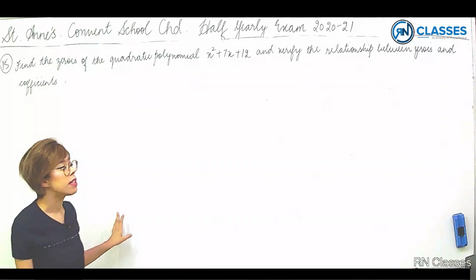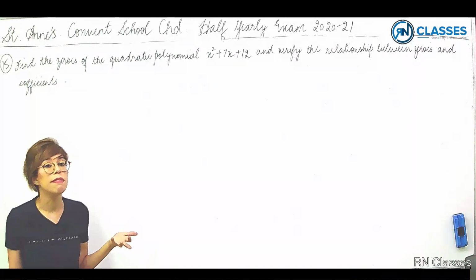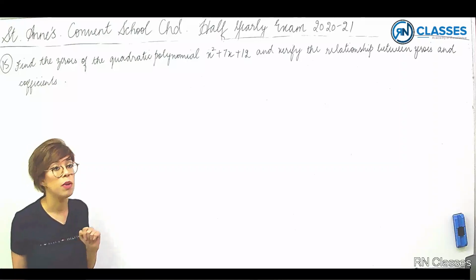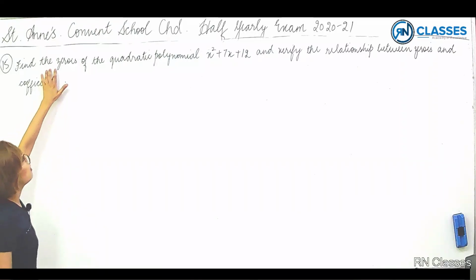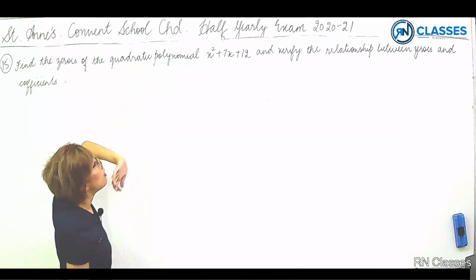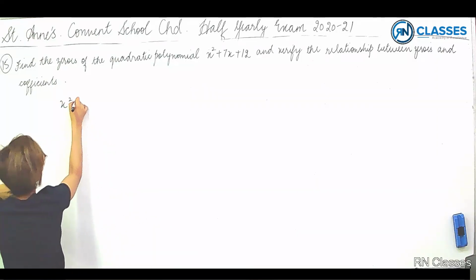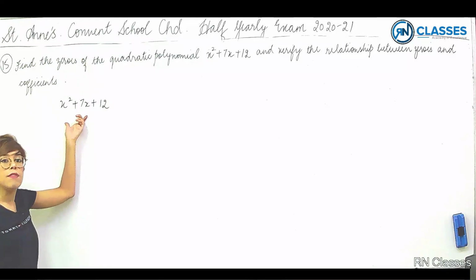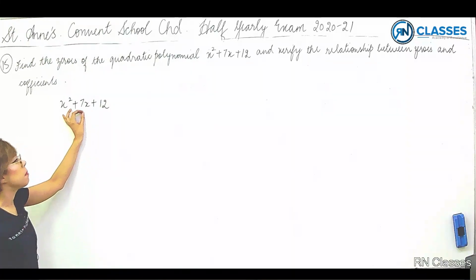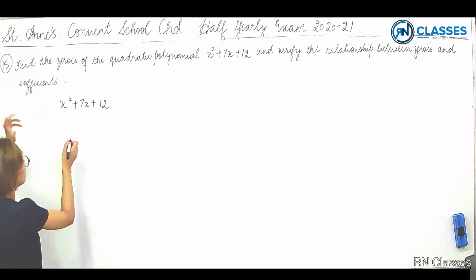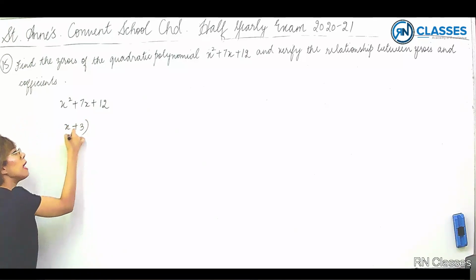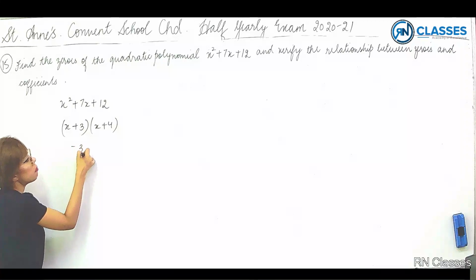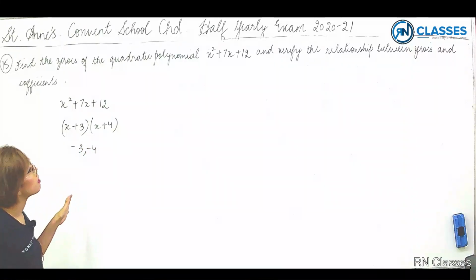Now this is a very important type of question because usually a verification question does come up in both exams. So be careful. Find the zeros of the quadratic polynomial x square plus 7x plus 12. Zeros, that means I'm interested in factorizing it, and the middle term can be easily split up. So the factors become x plus 3 into x plus 4. Right, so zeros are minus 3 and minus 4. So one part is done.